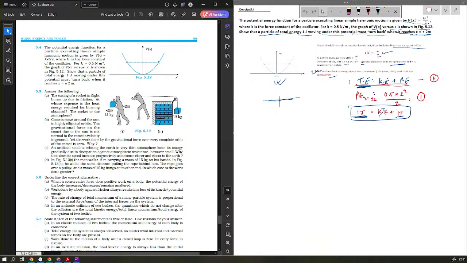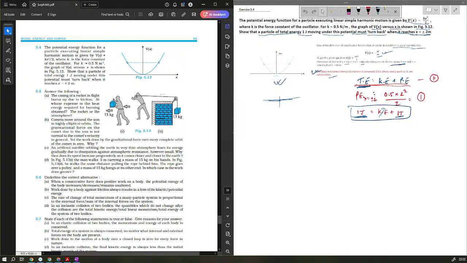Now the total mechanical energy of the system is conserved. The sum of kinetic energy and potential energy is always constant for a conservative system. So when the particle reaches the maximum position, in order to conserve the total energy it must turn back, as the potential energy must be converted into kinetic energy. It can't surpass this. Total energy equals kinetic energy plus potential energy.